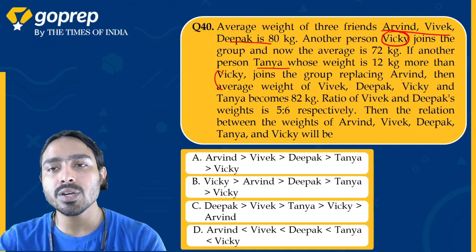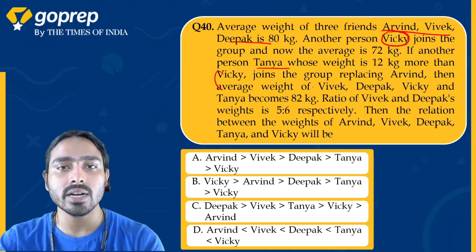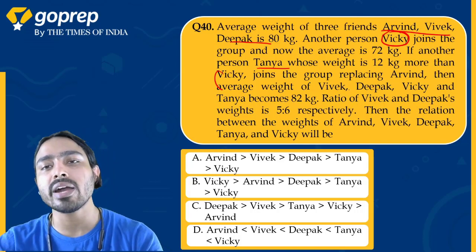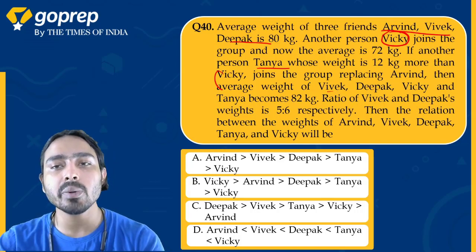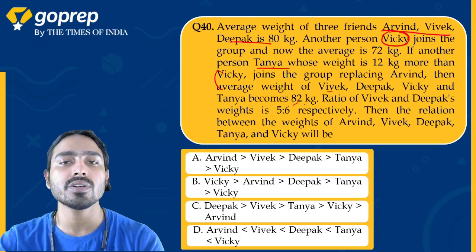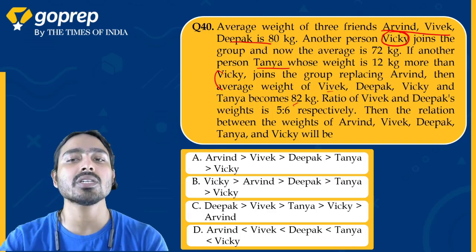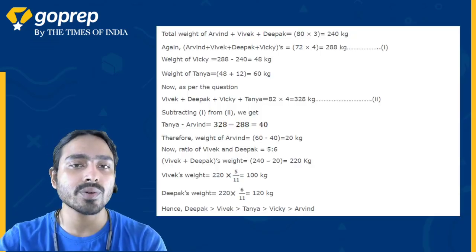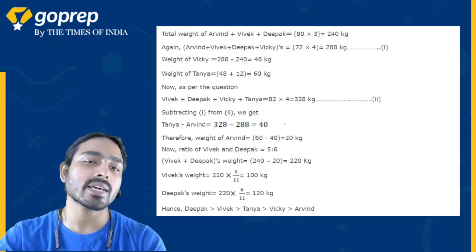Similarly, the other information, that the average age of Vivek, Deepak, Vivi and Tanya is 82 years, will help us to find out the age of Vivek and Deepak as well using these 2 equations. So guys, there is enough information given in this question to find out all the ages. The only problem which you might get into is getting confused or making a calculation error.